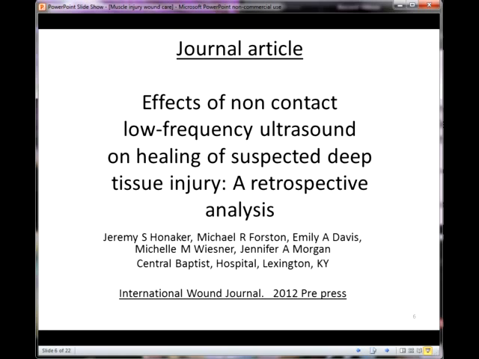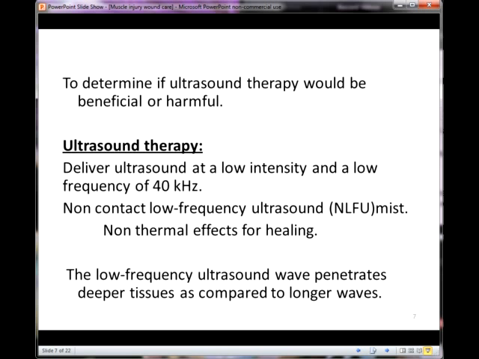And they put out this article looking at the effects of ultra-frequency ultrasound on the healing of the suspected deep tissue injury. It's a retrospective analysis because they went back and looked at patient data files and then pulled the information together. Basically, what they wanted to look at is to determine if ultrasound therapy would be beneficial or harmful. The way this ultrasound therapy works is it delivers this ultrasound at a low intensity and a low frequency, about 40 kilohertz. It's not in contact with the skin, so it's a non-contact low-frequency ultrasound, abbreviated as NLFU. And it's a mist. It's a saline mist. I'll show you a picture here in a minute.